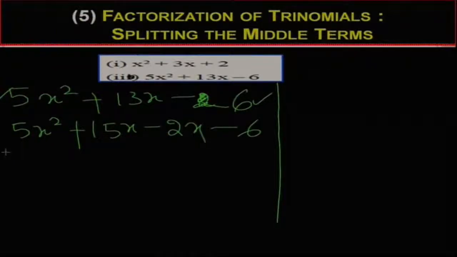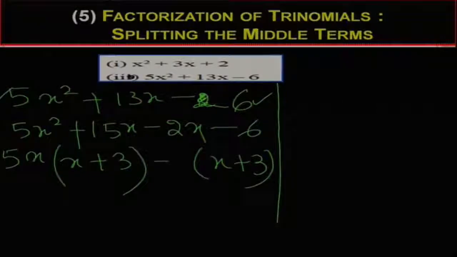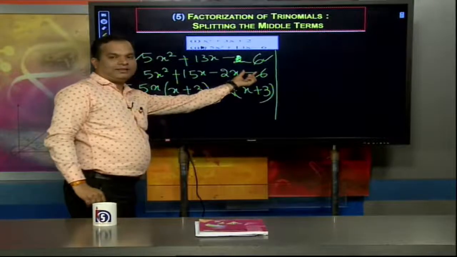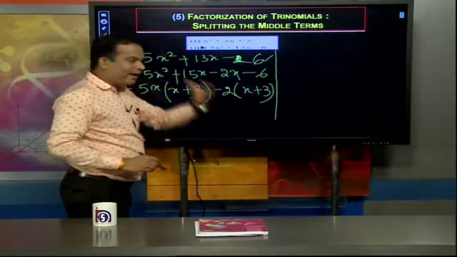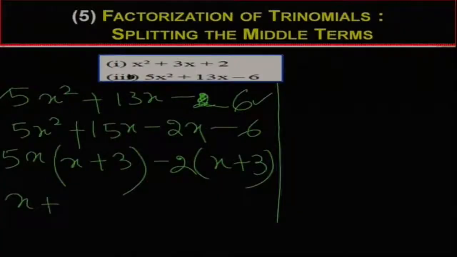So I can write here 5x, suppose I have taken common, then you will get x plus 3, because 5x into x equals 5x square, and 5x into 3 you will get 15x. So now it will become x plus 3. Now what will you take? Minus 2 as a common, because minus 2x is there, minus 2 into plus 3 equals minus 6. Now x plus 3 is repeated. So x plus 3 I have taken as a common quantity. The next part you will find is 5x minus 2.